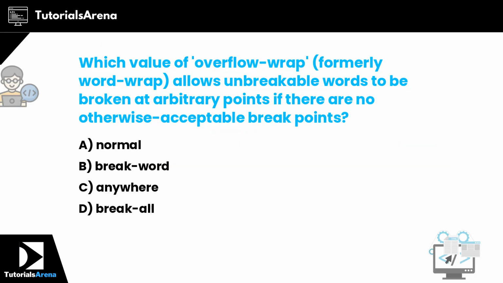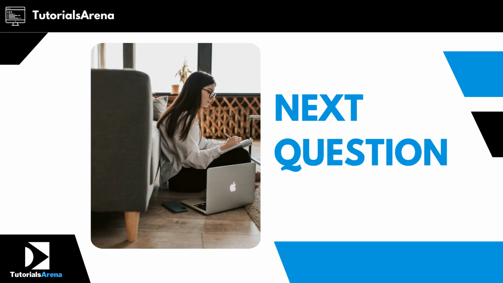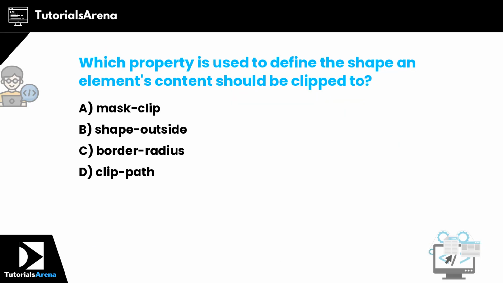Which value of overflow-wrap, formerly word-wrap, allows unbreakable words to be broken at arbitrary points if there are no otherwise acceptable breakpoints? The correct answer is option B, break-word. Which property is used to define the shape an element's content should be clipped to? The correct answer is option D, clip-path.